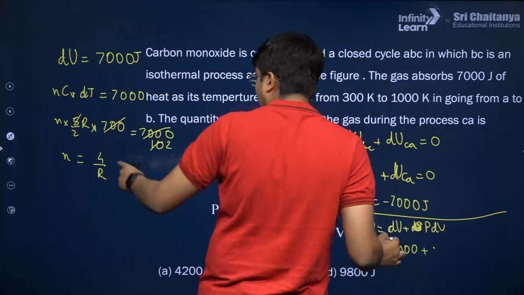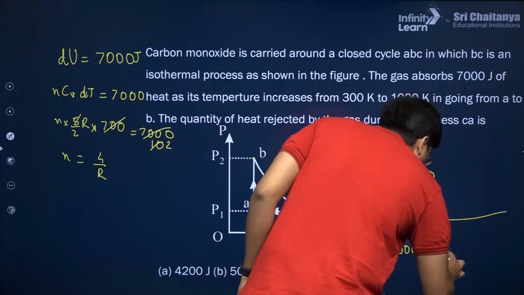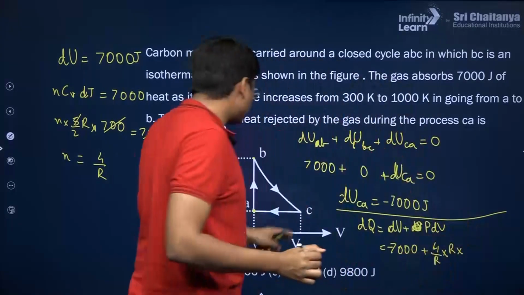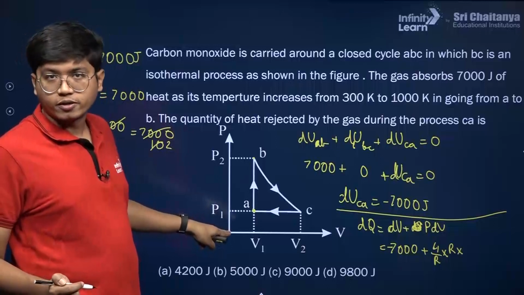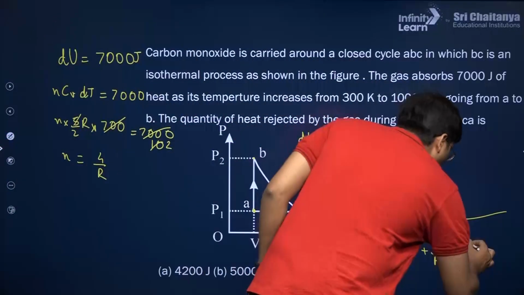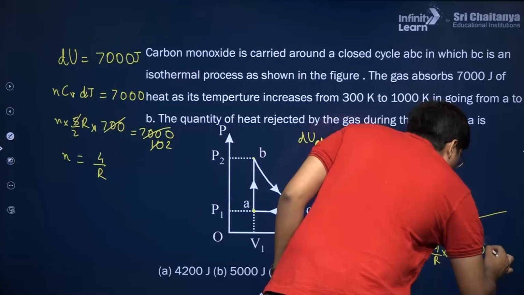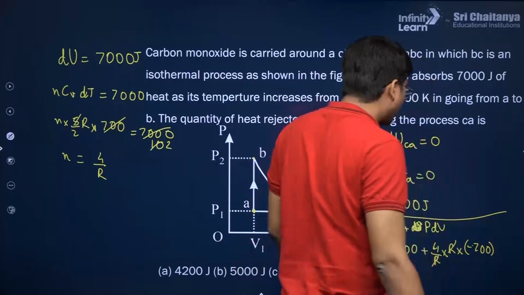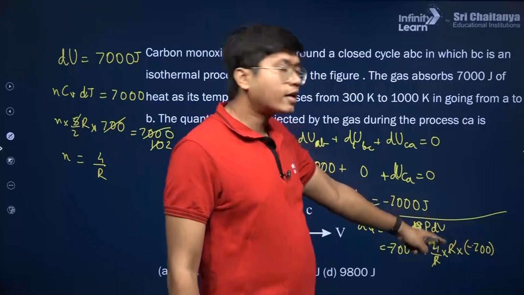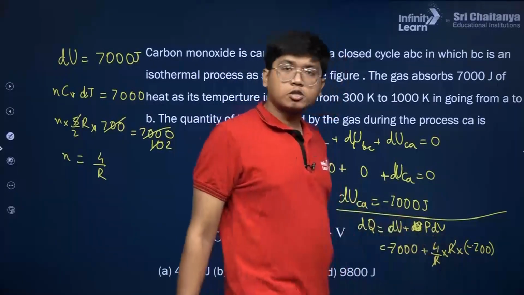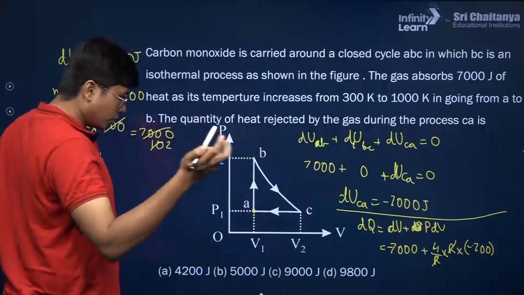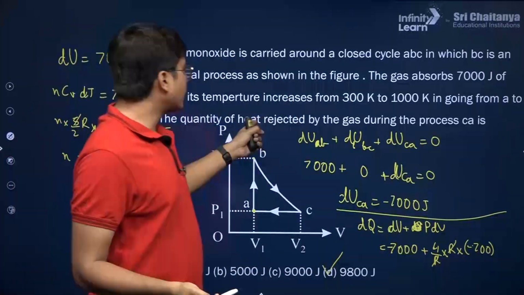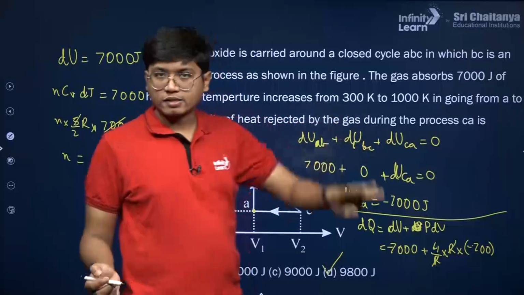The n value we got is 4 by R, so n into R into dT. T is going from 1000 to 300, so it's decreasing by 700, that is minus 700. So R cancels, 4 into 700 gives you minus 2800. Minus 7000 minus 2800 gives you minus 9800. Minus because it's the energy that is rejected, released by the gas.